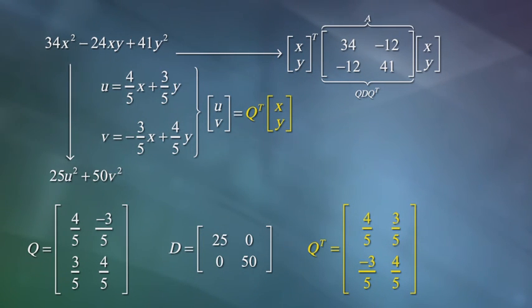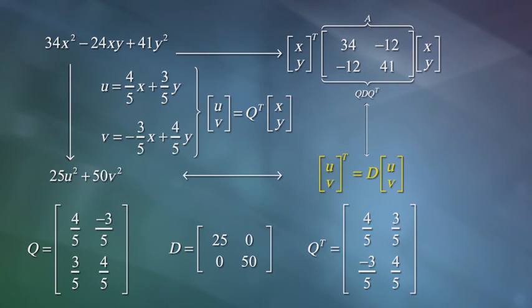Now notice that if I let the vector u v be Q transpose times the vector x y, the expression simplifies greatly. I get a quadratic form in u and v with a diagonal matrix in the middle. The fact that it's diagonal means the polynomial won't have any mixed terms in u and v. The fact that the diagonal entries are eigenvalues, and in this case they are 25 and 50, and they're both positive, means the coefficients of u squared and v squared are going to be positive. So we can tell whether a form is going to be non-negative by looking at the eigenvalues of the matrix A.